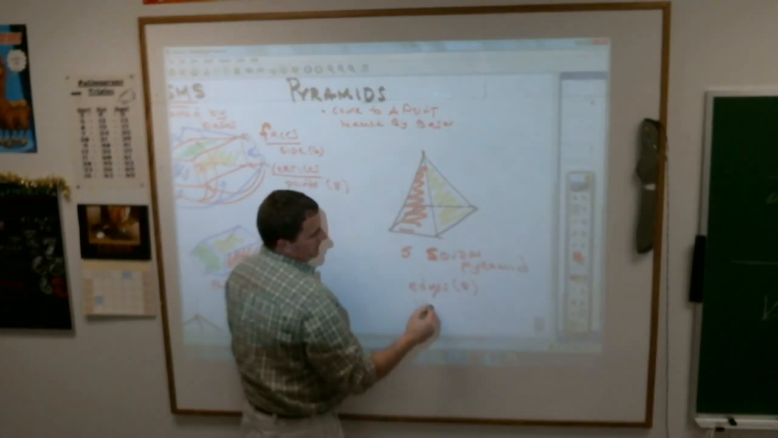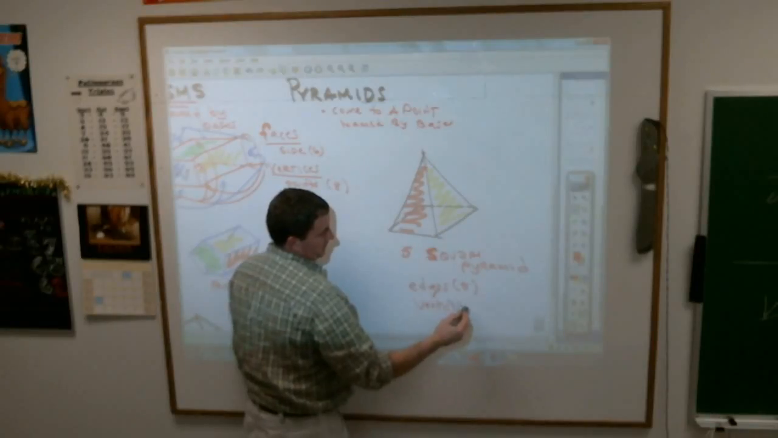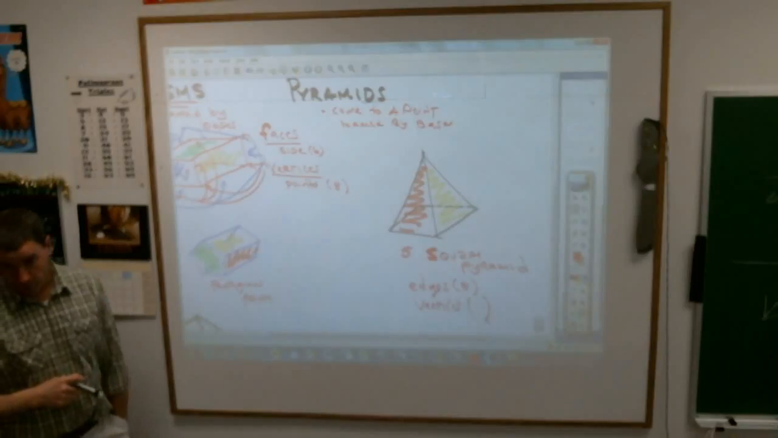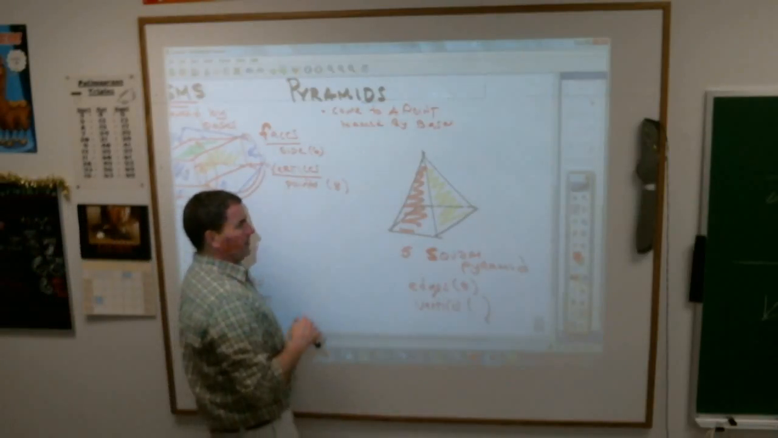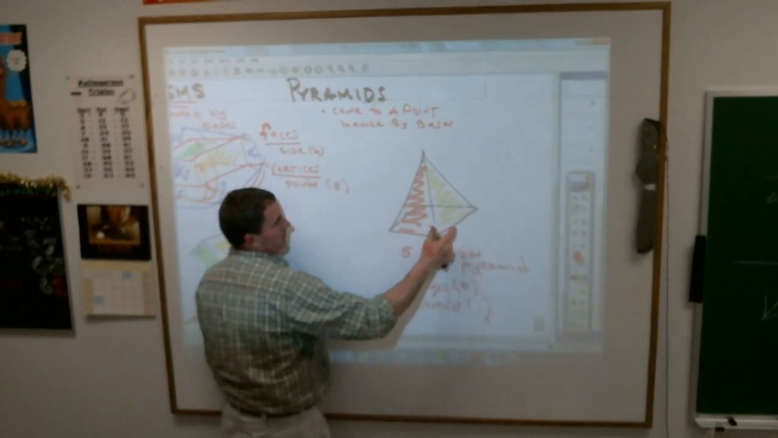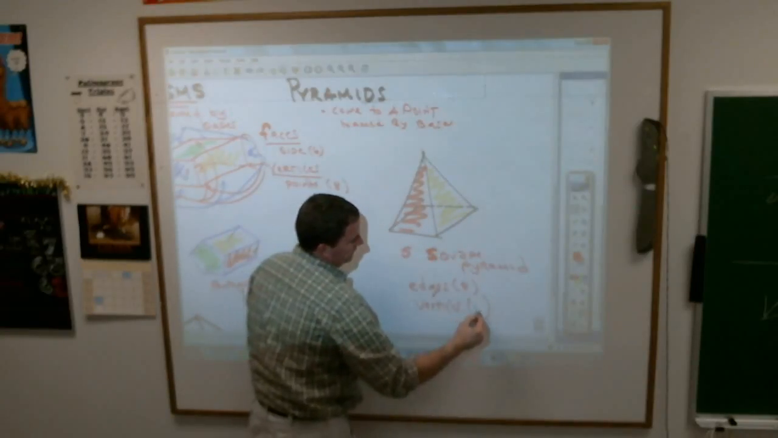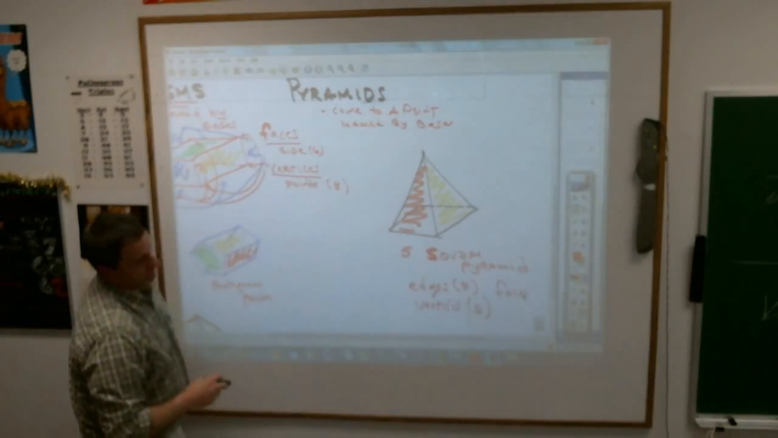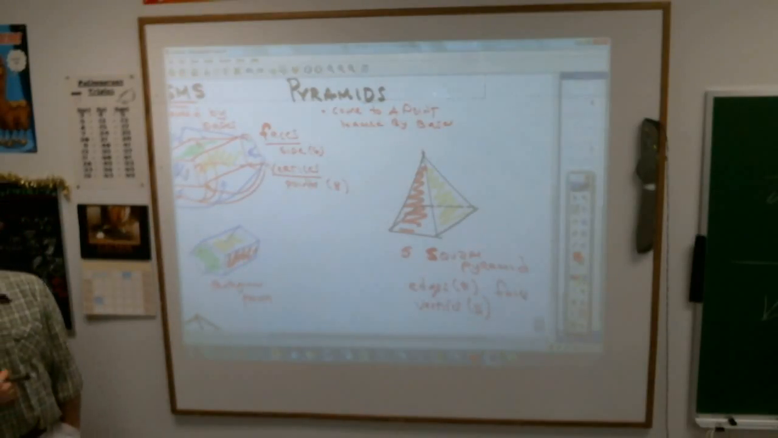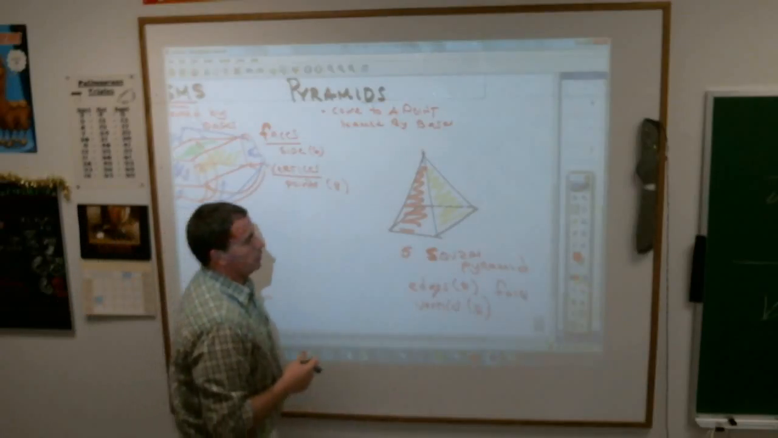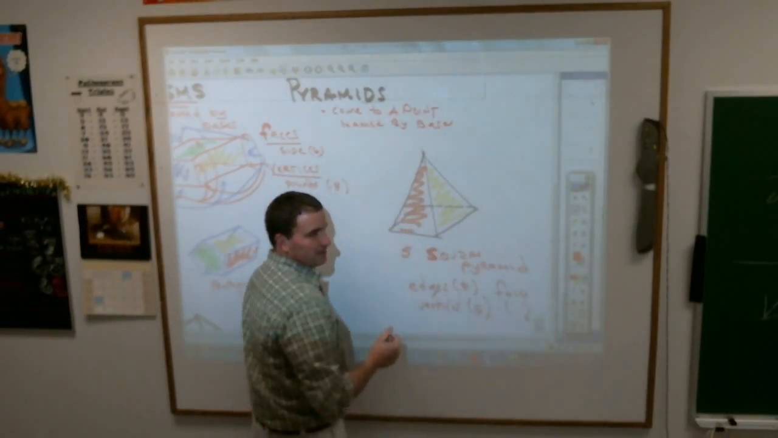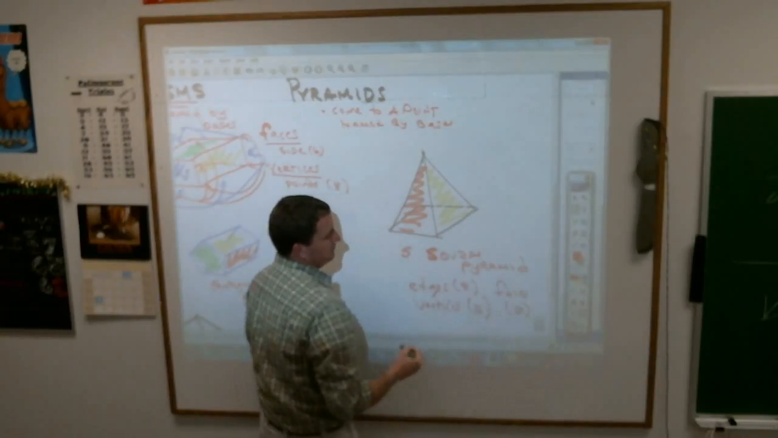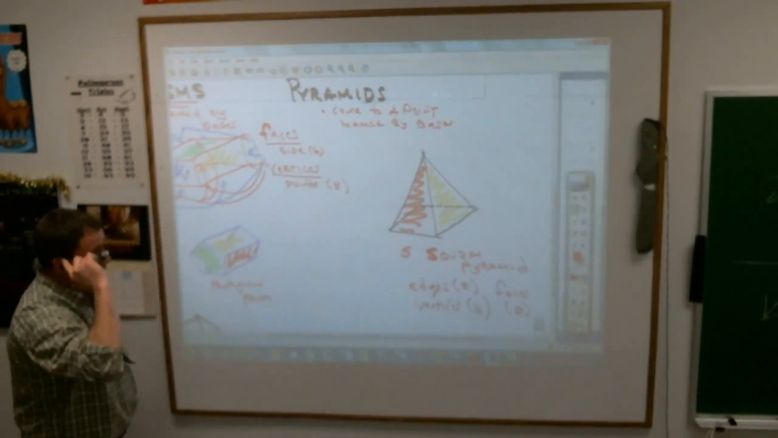How many vertices? How many points? 5. And how many faces? 4? Well, there's 4 on the side and then 1 on the bottom. Should be 5 faces.